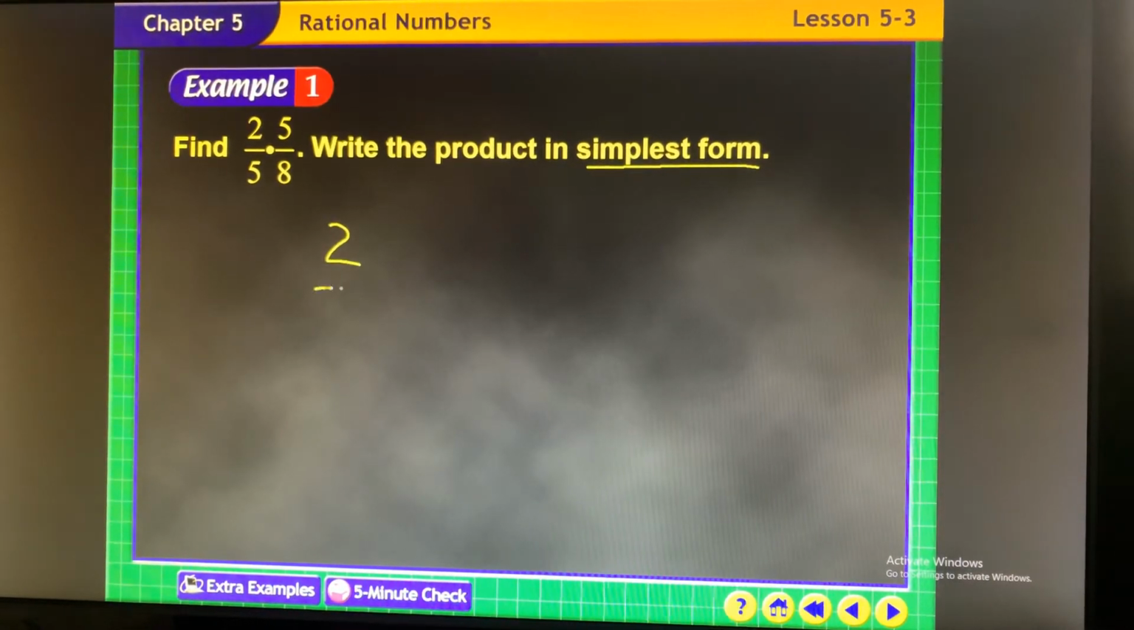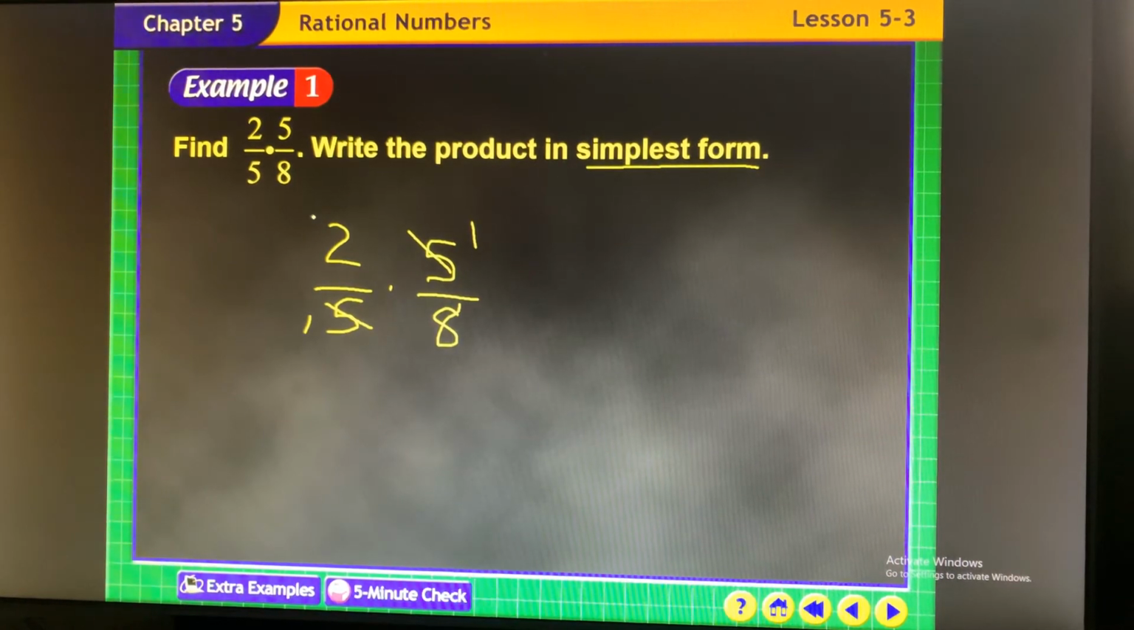So when you have 2/5 and you're multiplying it by 5/8, you go diagonally and see if you can cross cancel to simplify. Think of that as being 5/5. 5 can go into 5 once, 5 can go into 5 once. Think of this as being 2/8. What can go into 2 and 8? 2 can. 2 can go into 2 once, 2 can go into 8 4 times.